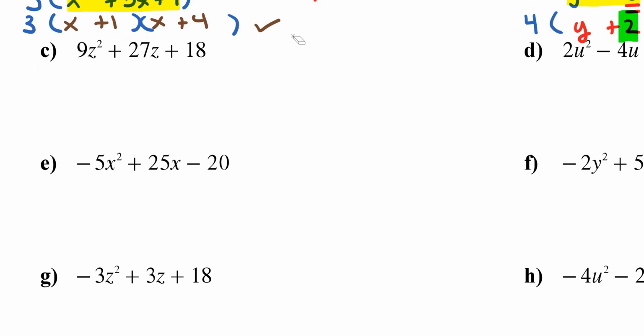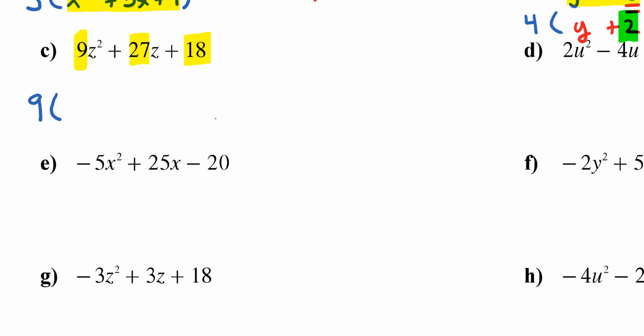For letter C, I noticed that I have a leading coefficient of 9. There's a 27 and an 18, so there's definitely a common factor. Let's pull out the first number, which is the 9, and open up a set of brackets. If I divide every single term by 9, this is how I can factor out the GCF. This will be z squared plus 3z, and then 18 divided by 9 is going to be 2.